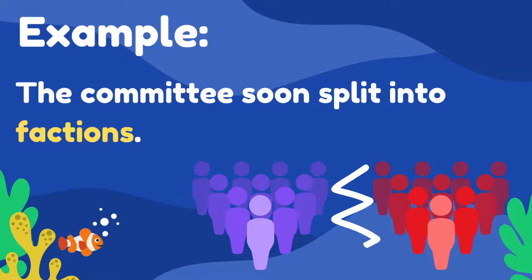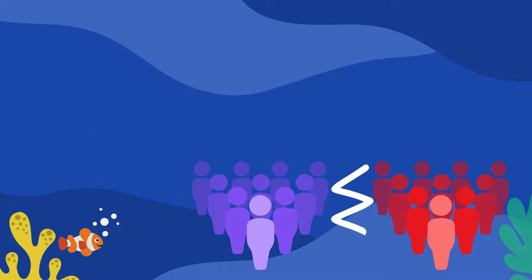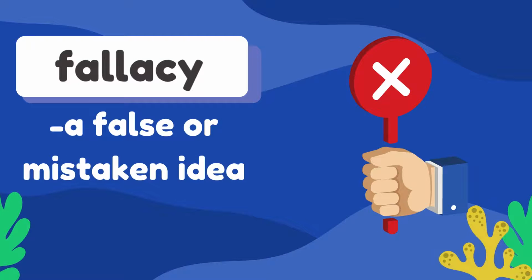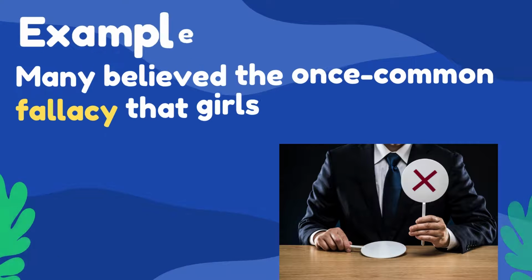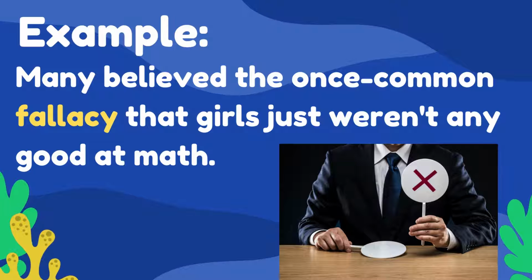Faction. Number 6. Fallacy. It is a false or mistaken idea. Fallacy. Here's a sample sentence for the word fallacy. Many believed the once common fallacy that girls just weren't any good at math. Fallacy.